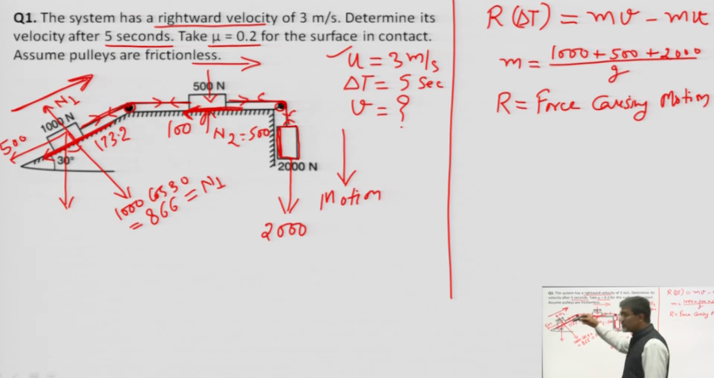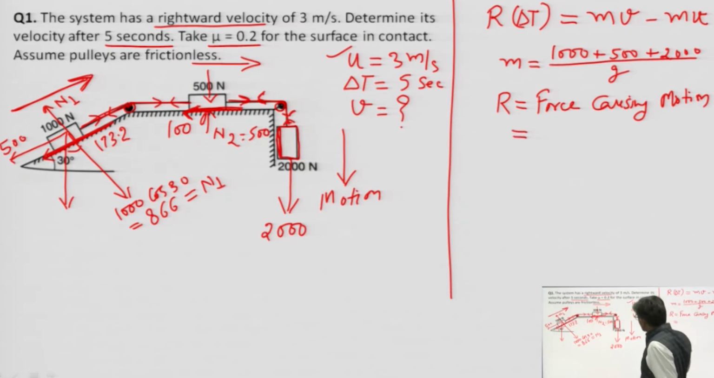and this 100 is against the motion, that is why minus sign will be taken. For this case, it is along the motion, that is why plus 2000, positive sign will be taken, right. The tension in the strings at any point is not going to be considered. Why? Because at any point they are cancelling with each other, and the pulleys are frictionless. So, there will not be any disbalance of the force, and that will not be considered. So, force causing motion can be calculated.